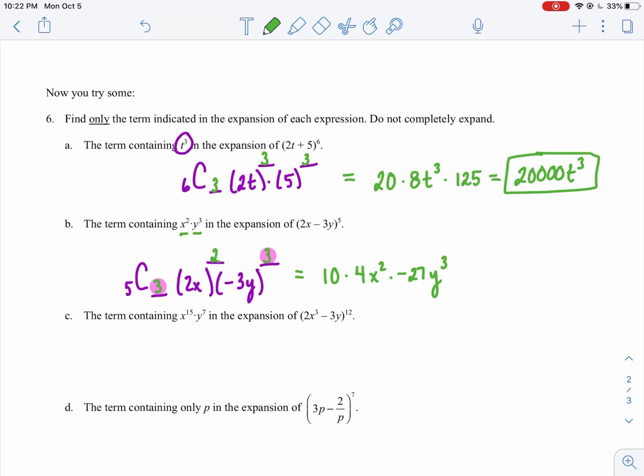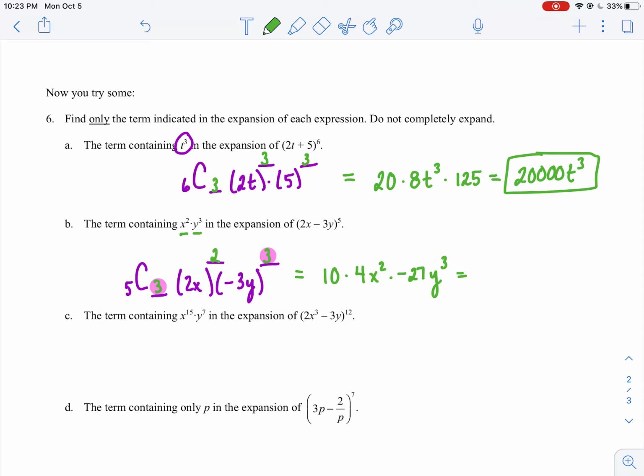27y cubed. That's why it's so important to bring that negative along so that now we can keep track of, was this term going to be a negative or a positive, right? When you're expanding the whole thing out, we knew that the signs alternated, so we could keep track of that. When we're just finding an individual term, you really got to keep track of that, right?